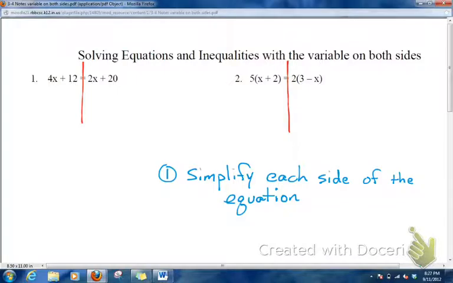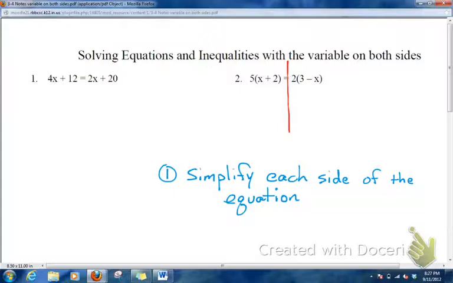So if you look at example 1, this left side, you ask yourself, is there anything that can be done with 4x plus 12? You should be saying no, because 4x plus 12, they are not like terms, so you can't combine terms or anything. Same thing on this side for example 1. There is nothing to be done over here because 2x plus 20, these are not like terms, so there's nothing that can happen on the right side of this first equation either. So for step 1 on example 1, nothing you're going to do there.